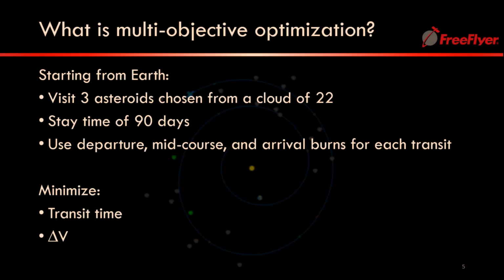So let's consider a problem where we're starting from Earth and we want to visit 3 asteroids. And those 3 asteroids are going to be chosen from a cloud of 22 asteroids. We're going to stay 90 days at each asteroid. And to get from each point in our asteroid tour to the next point, we'll use 3 burns. We use a departure burn, a mid-course burn, and an arrival burn. And of course, at the end of that tour, we're going to end up with a total amount of transit time and a total amount of delta V expended, and we're going to want to minimize those 2 things.